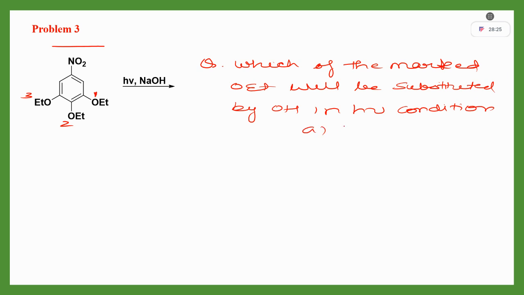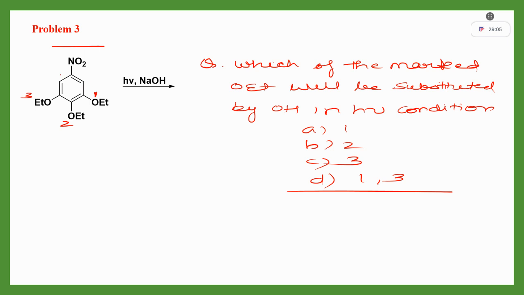And your options are ethoxy numbered 1, ethoxy number 2, and ethoxy number 3. D option is 1 and 3. Let me again repeat. Which of the marked OMe will be substituted by OH in hv condition? Let me reframe for you. Which of the OMe will undergo aromatic nucleophilic substitution? So let's start solving this question.